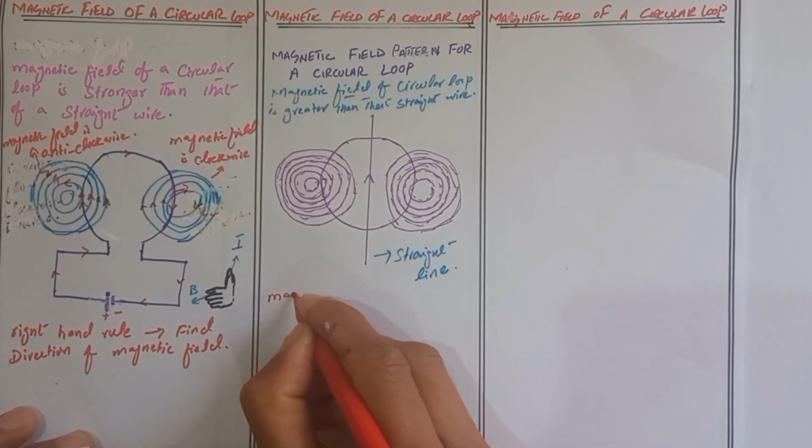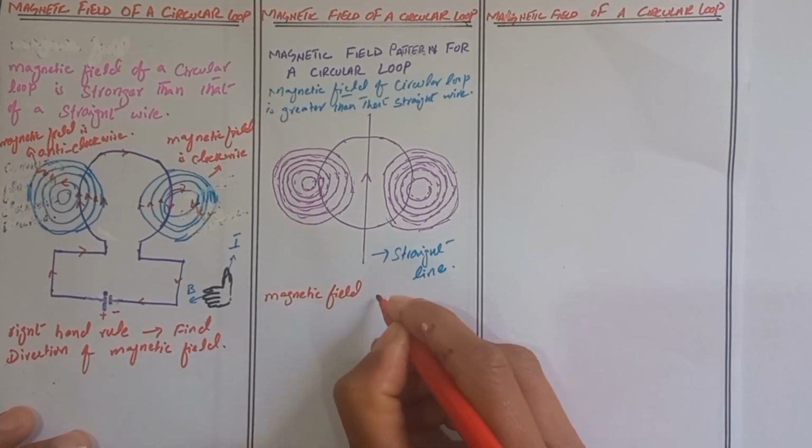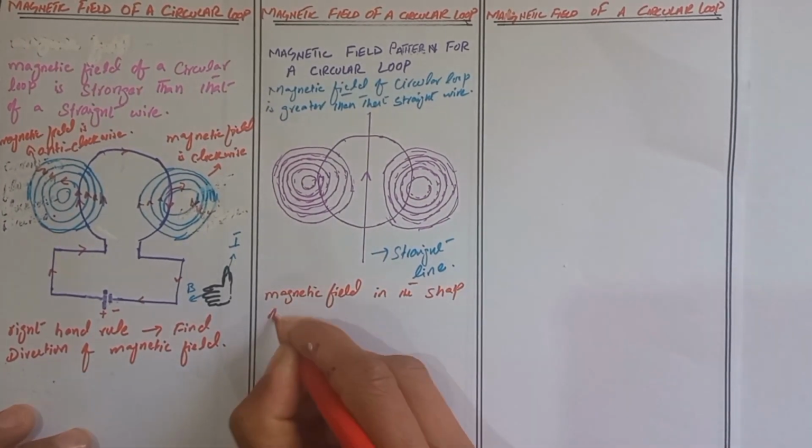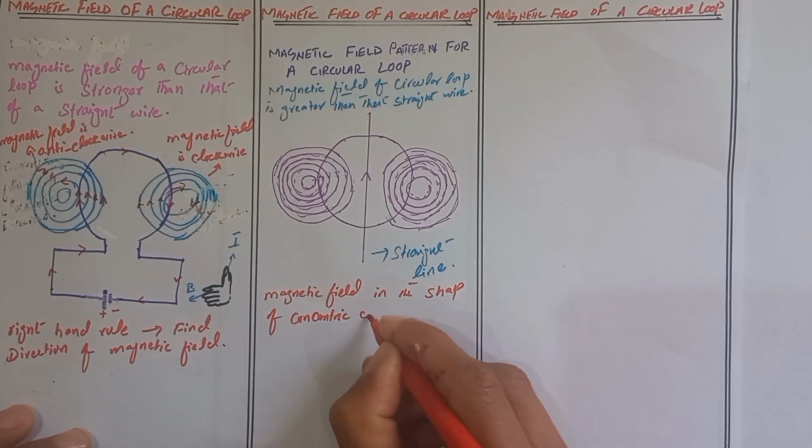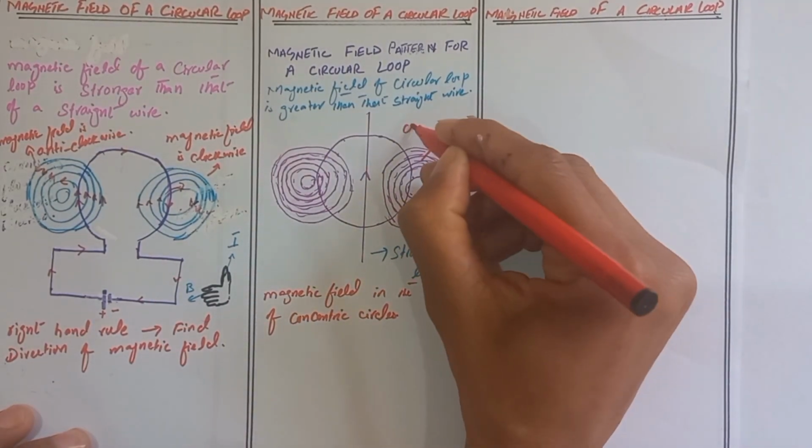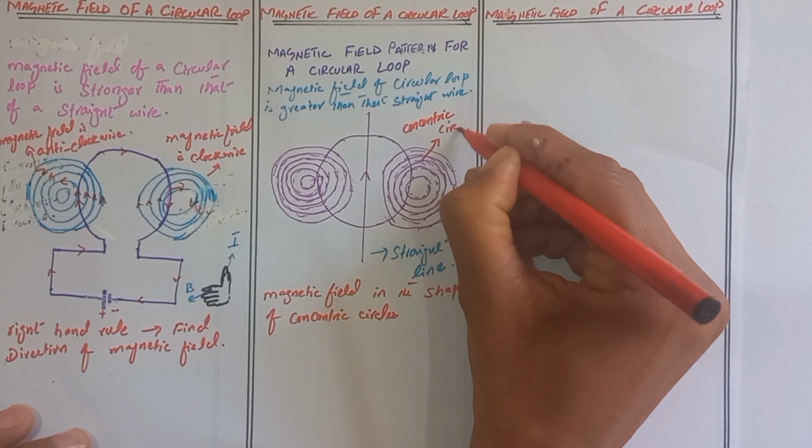Magnetic field lines in the shape of concentric circles. These also are concentric circles.